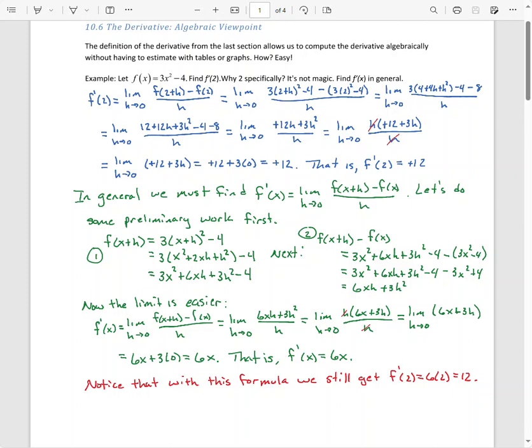Alright, welcome back. Let's talk about section 10.6, the derivative and algebraic viewpoint, and this is going to be a lot easier than the last section. Hopefully, I'm not going to dawdle as much.